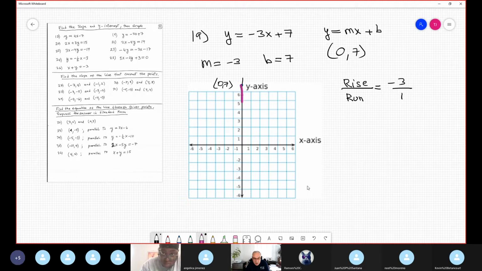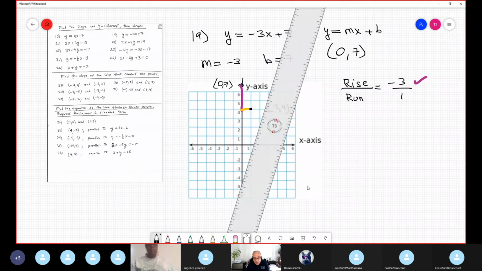So 3 units down: 7 minus 3 is 4, no? 1, 2, 3, yes, 7 minus 3 is 4. This segment in purple is the rise. It's down because it's negative. If it is positive, it's up. But in this case, it's negative. And yellow is the run, which in this case goes in that direction. And we get another point, sorry, and this point is (1,4). And (1,4) and (0,7) are connected by a straight line. And that's it.